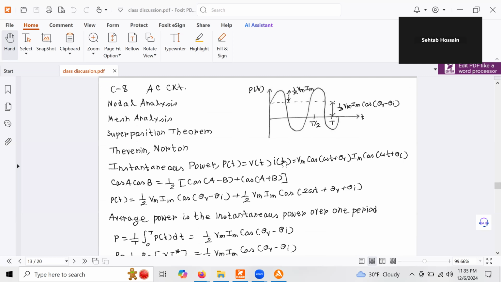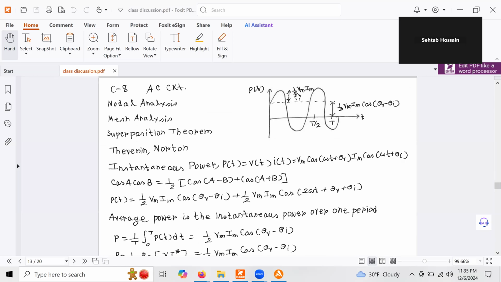In AC circuits, we can apply nodal analysis, mesh analysis, the superposition theorem, and Thevenin's theorem. So let's talk about power. So this is one power signal over here. So this part is half of VmIm.